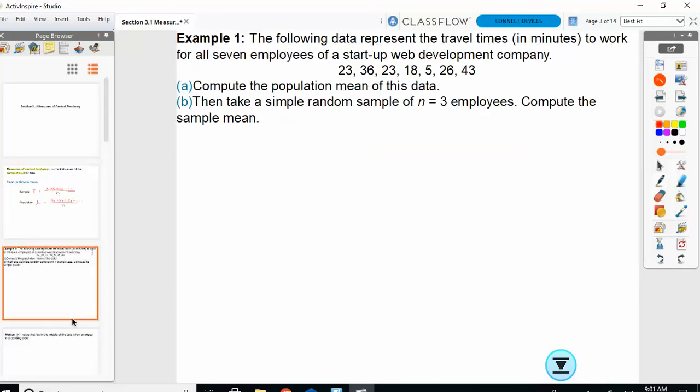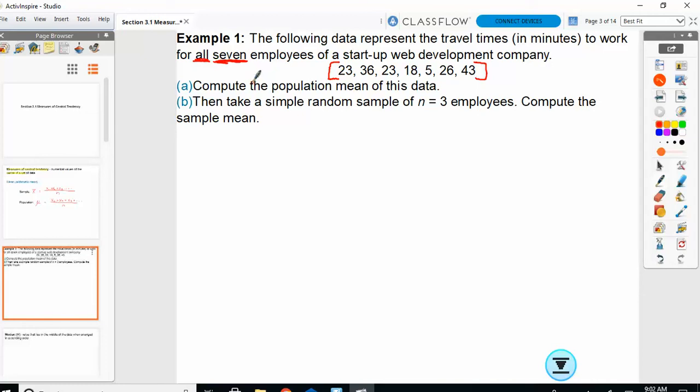Let's do an example. The following represent the travel times in minutes to work for all 7 employees of a startup web development company. If you're writing this down, you don't have to write everything. We need these values. All right, is this a sample or a population? It says all 7 employees. It's a small company. They only have 7 employees.